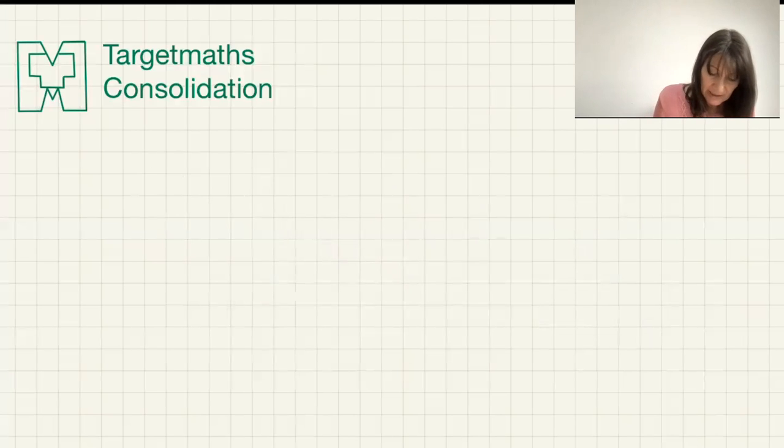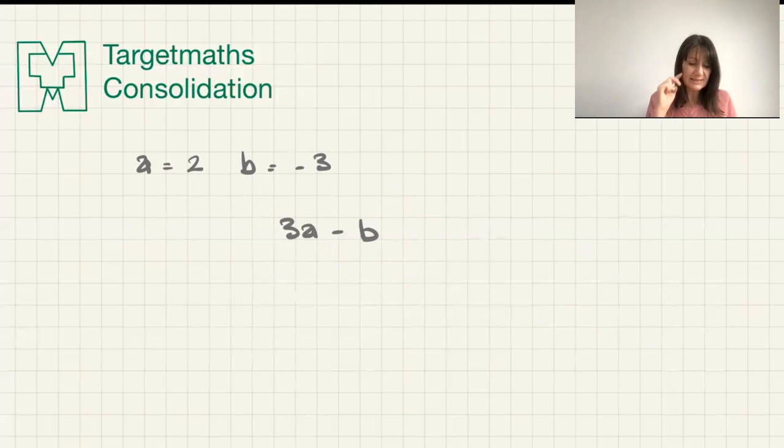Okay. Let's say A is equal to 2, B is equal to -3. I'd like you to work out 3A minus B for me, please.